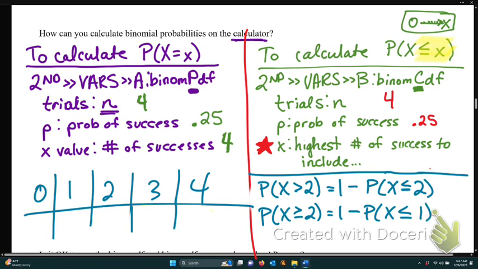Do you guys all see this? Yes. Are you sure? Yes. This is the hardest part of binomial CDF, and this is why I struggle a little bit with using it on the calculator, but there's no other way.